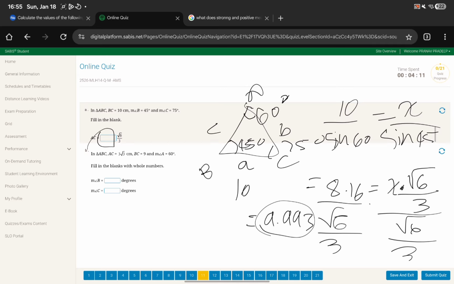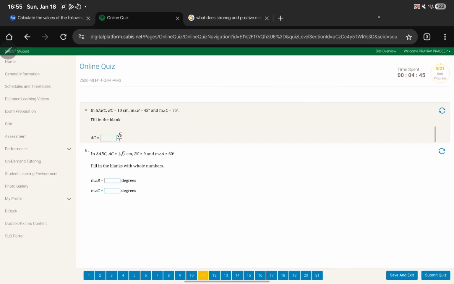Yeah, and you get 8.164965 something. Then you multiply the answer by radical 6 over 3, and then you divide it by radical 6 over 3, my bad. Then you get kind of the same answer. So it's 9.9, so just round it off to 10. Okay.